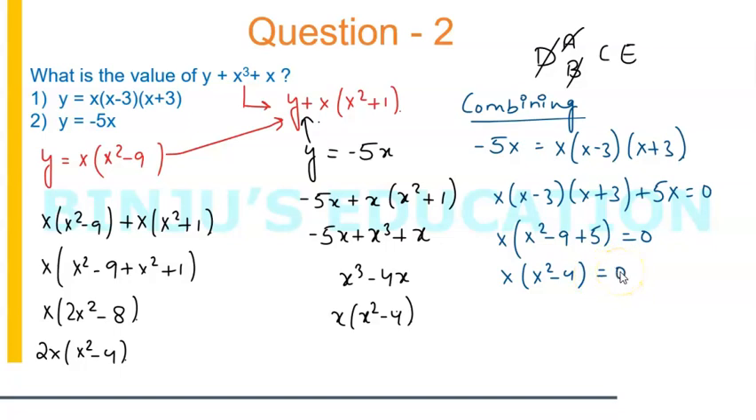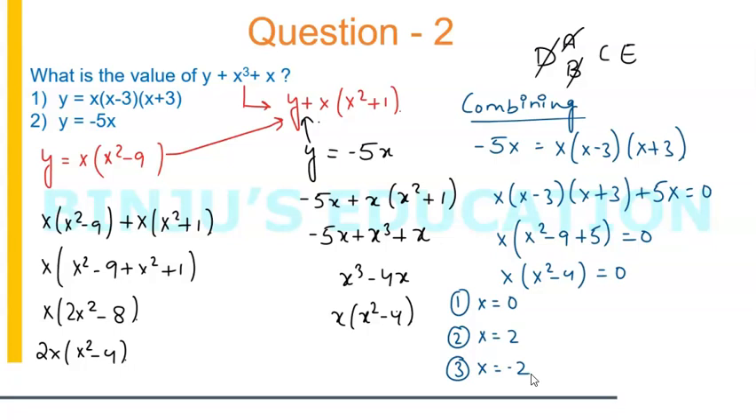Now if x into x square minus 4 is equal to 0, we will have three possibilities. Possibility number 1, x is 0. Possibility number 2, x is equal to 2, and possibility number 3, x is equal to negative 2. These will be the three values. Now for these values I'm supposed to calculate the corresponding value of y.